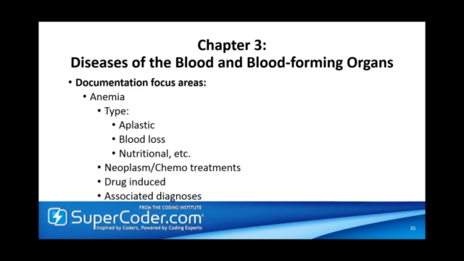Documentation should also describe if the anemia is related to a neoplasm or is related to chemotherapy or radiation treatment. If the anemia is drug-induced, this should also be included in the documentation so that you can code correctly. You can connect any laboratory results to the anemia diagnosis as well. If there are any associated diagnoses or conditions, this should be documented so you can also code for those diagnoses.